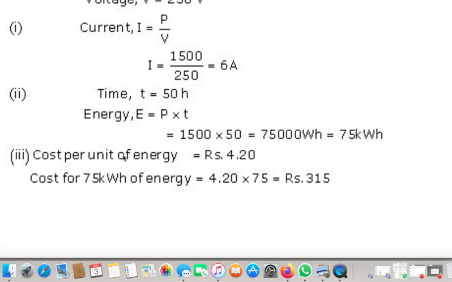Now for 1 unit, again I am repeating, for 1 kilowatt hour the cost is rupees 4.20. For 75 kilowatt hour, unitary method, multiplied by 75, and we will get the total cost for the electrical energy, this much electrical energy consumed by the given geyser electrical appliance. This much is the electrical energy consumed, 75 kilowatt hour, and the total cost for this much electrical energy will be rupees 315.